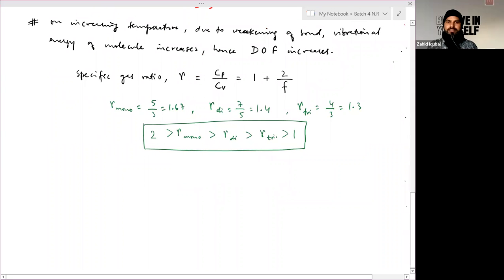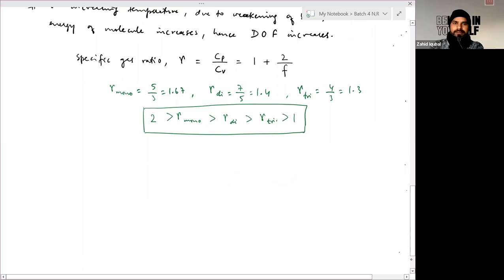So these are some basic terms related to this thermodynamic variable. Just write it down, this part.